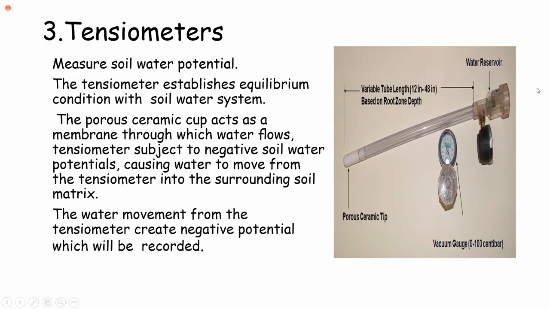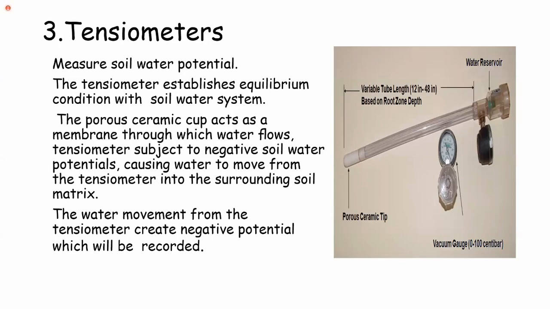So this is a tensiometer. Here it has three major parts. It has a porous ceramic cup, through which water can enter into and out of this instrument. There is also a tube containing water, and a vacuum gauge which will give the reading of water potential.